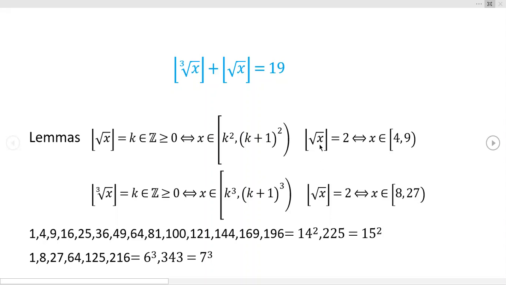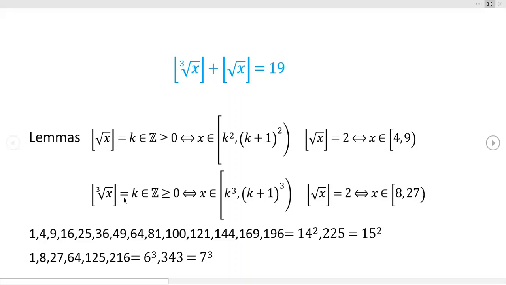Notice that the floor of root x equals 2 would only happen on the interval 4 to 9. That's because the square root of 4 is 2, so it would be included. But you can go all the way up to 9 and still have 2 as a floor. Like the square root of 8, for example, will still have a floor of 2. You just have to work your way up to the next perfect square and exclude it.